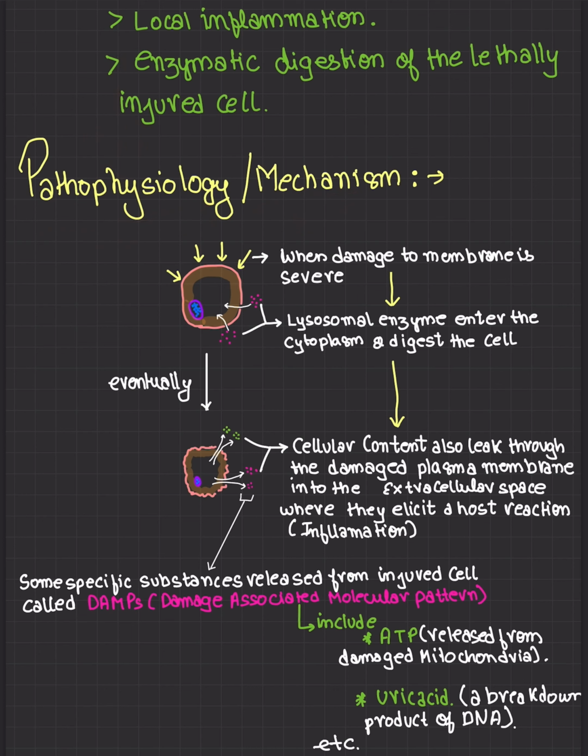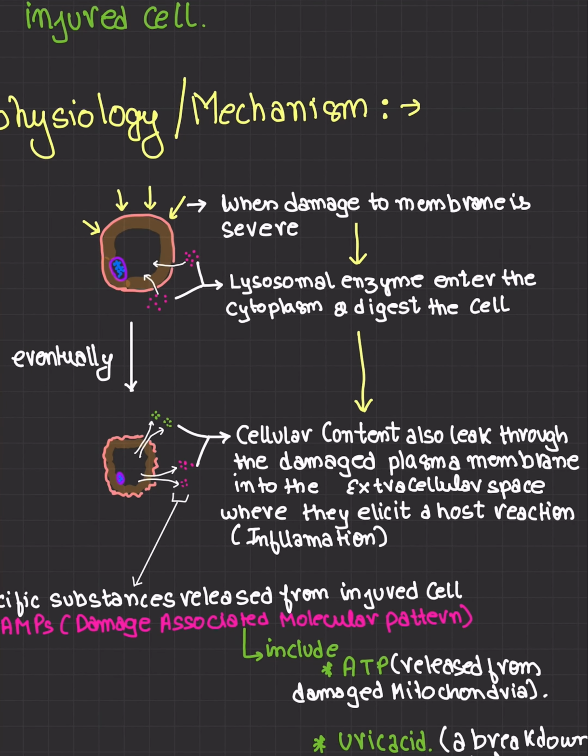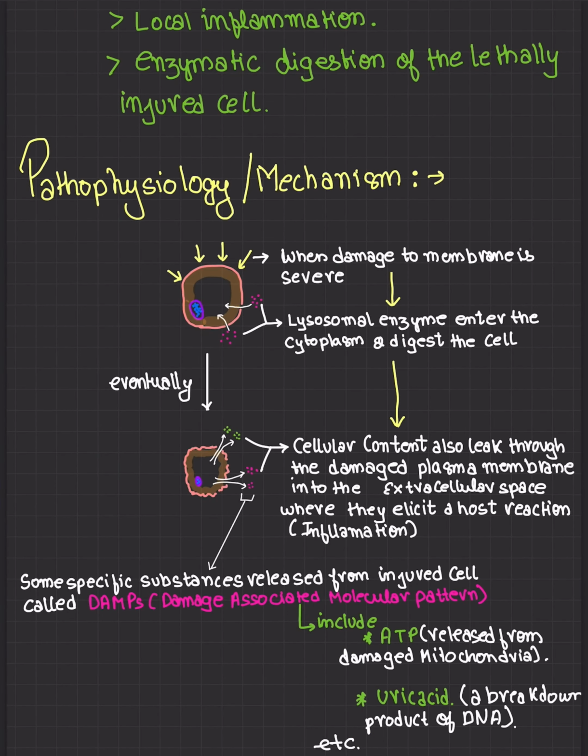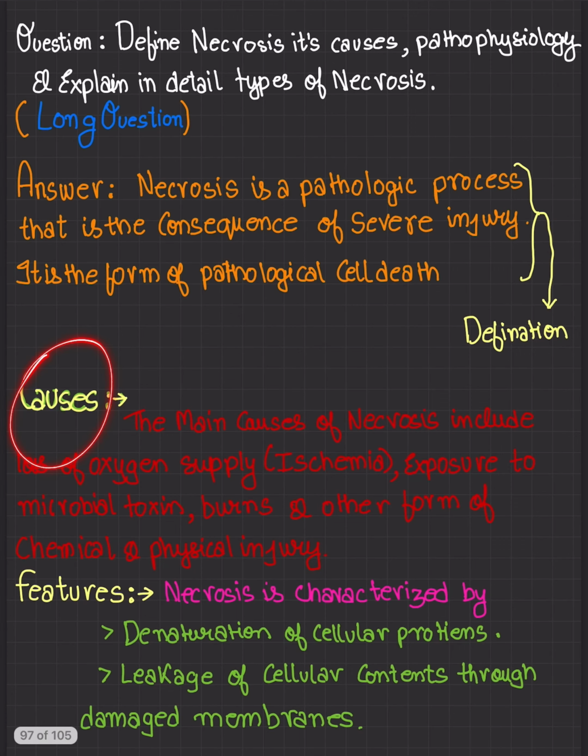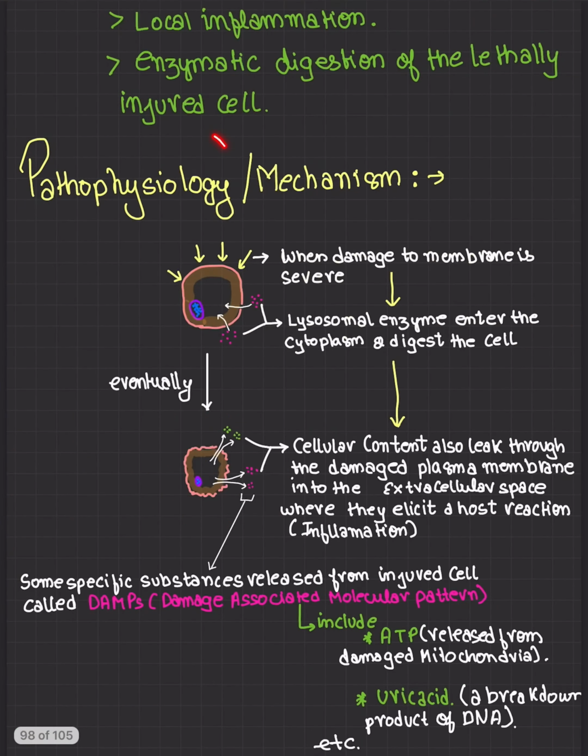In general, I would recommend writing the mechanism or pathophysiology in the form of a flowchart and drawing some necessary diagrams if possible. In pathophysiology or mechanism, it is generally advised to make flowcharts and diagrams if possible, as I have made here.